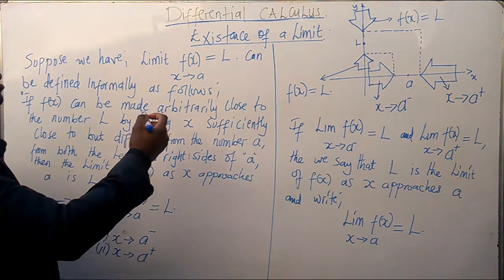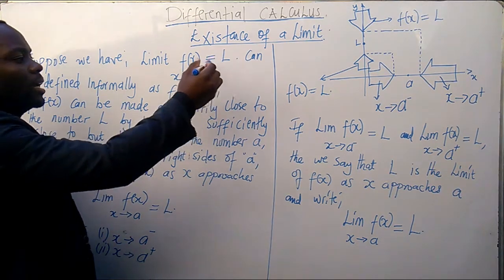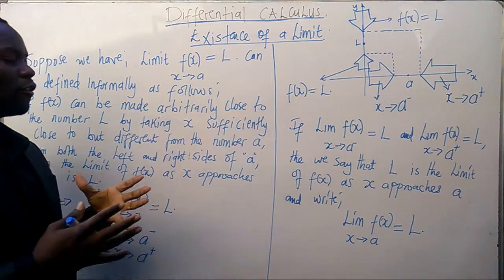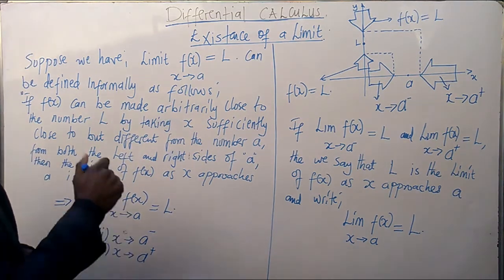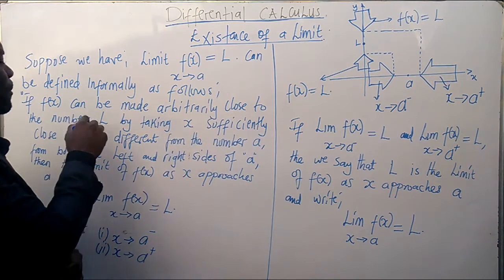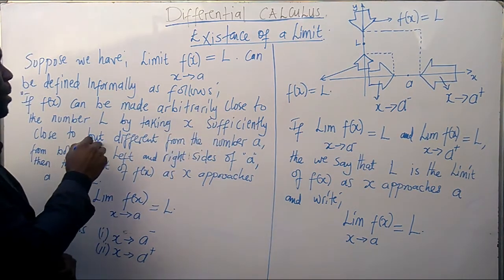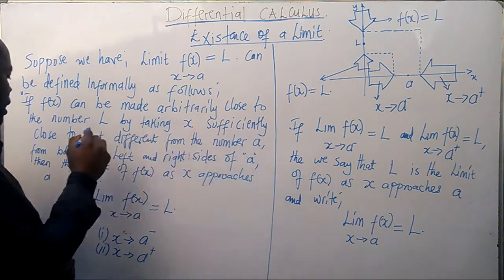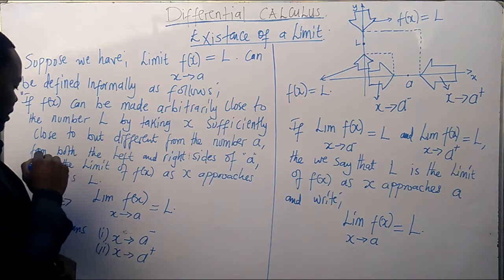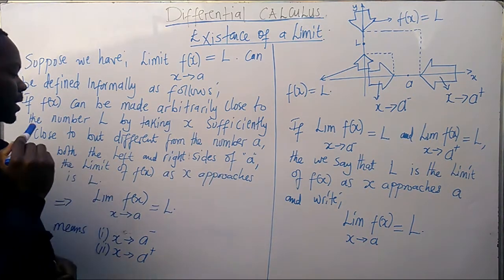Let's suppose we have the limit of f of x as x approaches a is L. We can define this limit formally by saying that if f of x can be made arbitrarily close to the number L by taking x sufficiently close to, but different from, the number a from both the left and right sides of a, then the limit of f of x as x approaches a is L.